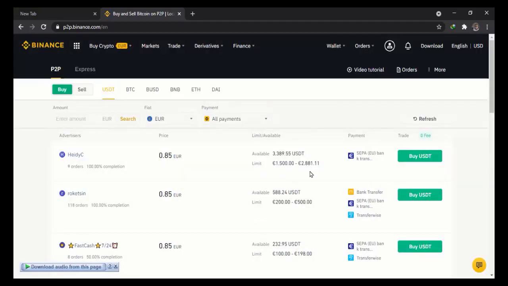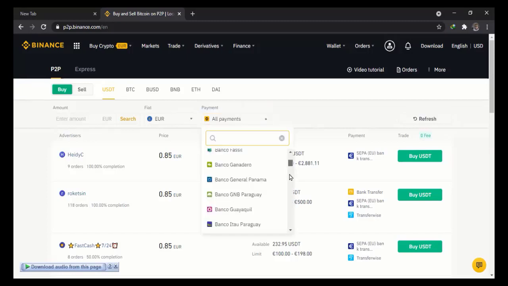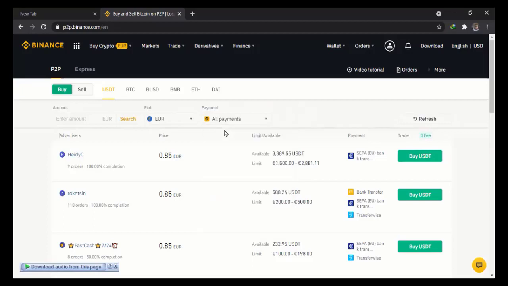Once you click on confirm, by default these are the payments which are there, euro. Here, if you click on all payments, you're going to see all the payment platforms that you can transact in. It's way more than using just the card, the SEPA transfers, and all. There are so many payments. Now, if you want to buy USDT, let's say for dollar, you can set your price.